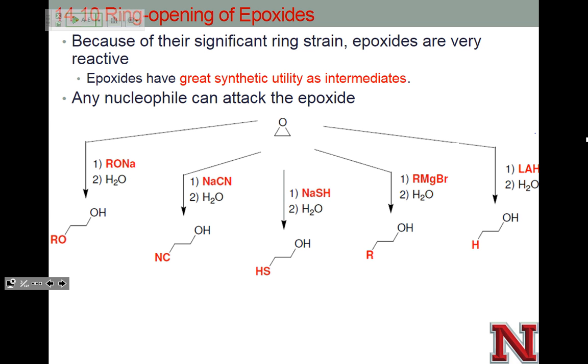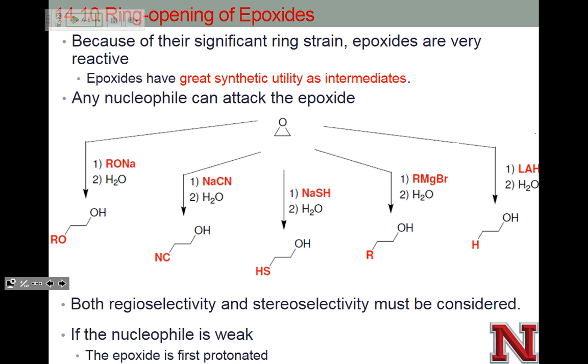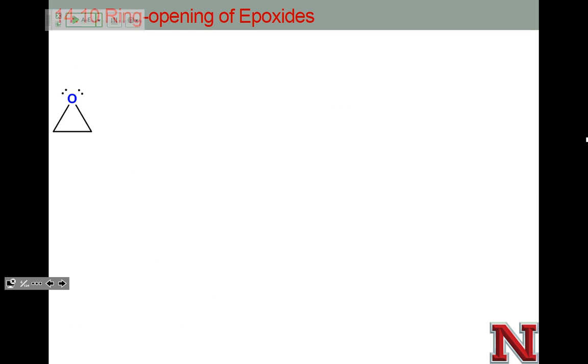That can also attack, and then we form a hydrogen-carbon bond. And in all of these cases, what we result in is an alcohol and a new nucleophile-carbon bond. But notice the new bond is on a different carbon than the carbon of our alcohol. So regiochemistry and stereoselectivity are going to be looked at. And if we start with a weak nucleophile, we're going to have to protonate the alcohol first to make it a good leaving group. And we're going to look at that in more detail as well.